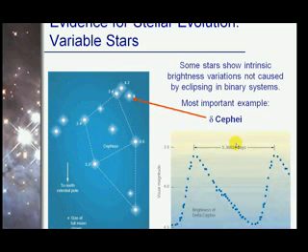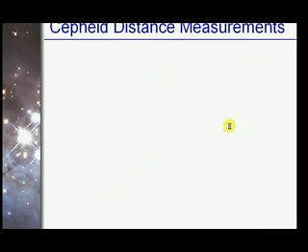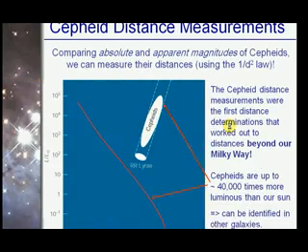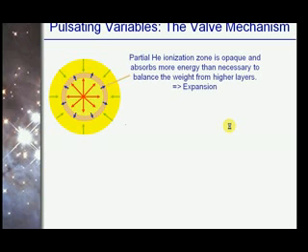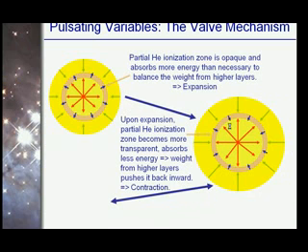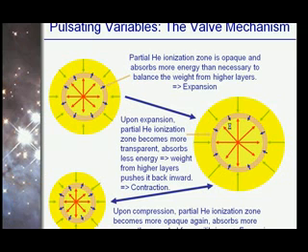Okay, so there are some stars whose evolution can appear as variability, and this can be explained in the simplest way as the valve mechanism: the partial helium ionization zone is opaque and absorbs more energy than necessary to balance the weight from higher layers.